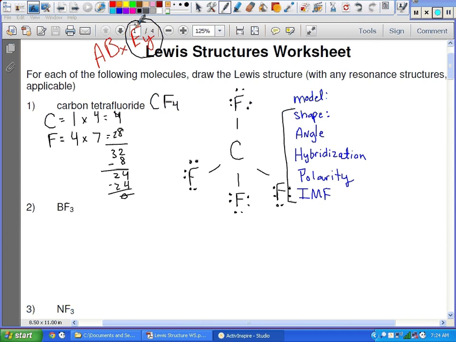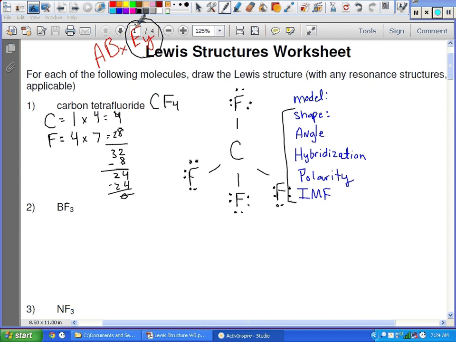A stands for the central atom. B stands for the atoms that are bonded to the central one. And then E is those extra pairs of electrons only on the central atom. So one more time, B is the atoms bonded to the central atom, and E is the extra pair of electrons on the central atom.